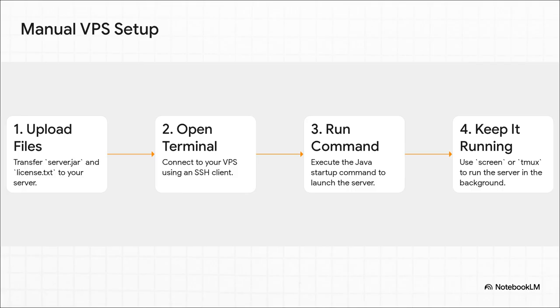So for anyone who's comfortable in a terminal, this process is actually super direct. You're just going to upload the same two files, the server.jar and your license.txt, then SSH into your VPS, run one little command, and that's pretty much it. The only extra thing to remember is to use a tool like Screen or Tmux so the server keeps running after you close the terminal.